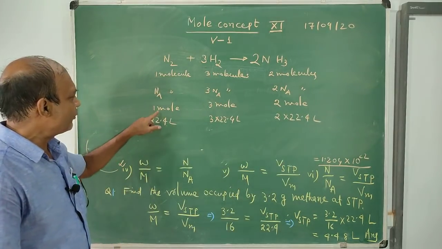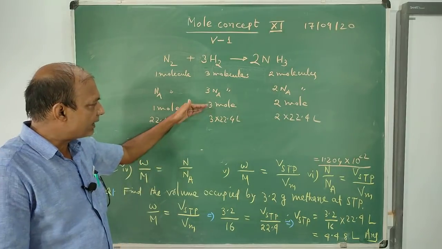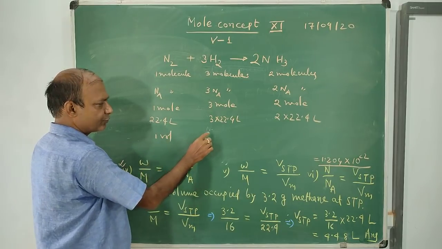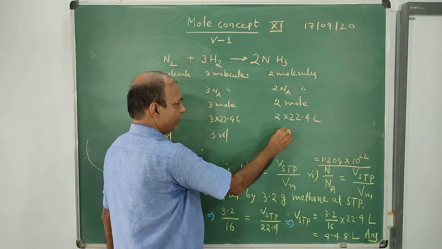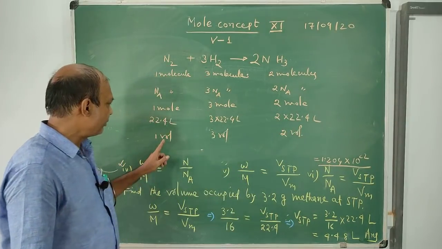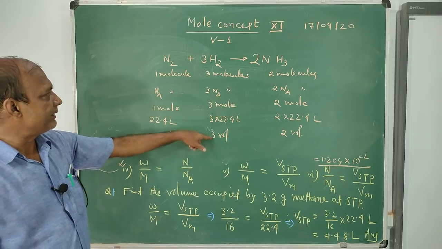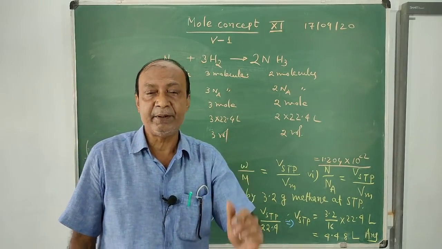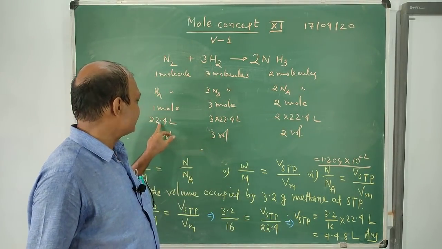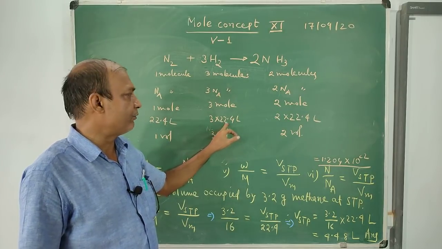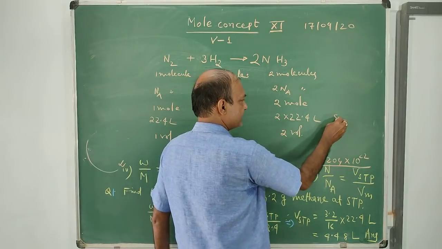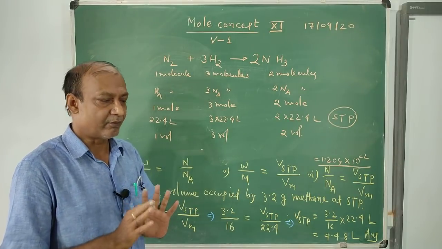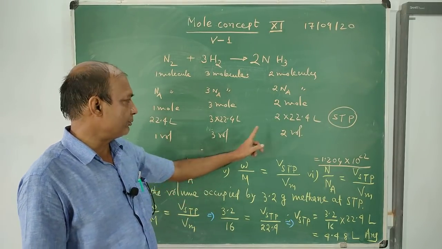So the ratio of moles can be converted to the ratio of volumes. One volume of nitrogen reacts with 3 volumes of hydrogen, giving 2 volumes of ammonia. This is at STP condition, where it is 22.4, 3 into 22.4, 2 into 22.4. But in general, in any other condition, try to understand it: 1 volume will react with 3 volumes to give 2 volumes.